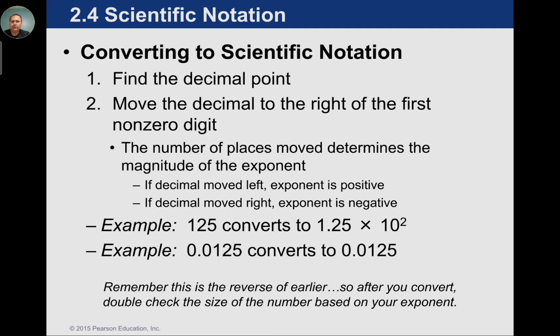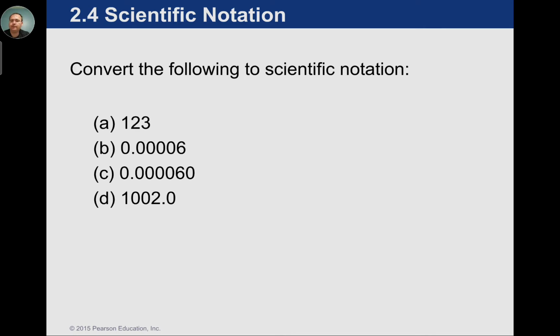As we look at scientific notation, just realize that if we're going to put a number into scientific notation, we're going to be going the opposite. So you can imagine that we were moving to the left to make numbers small, we were moving to the right to make numbers big. Now that's going to be in reverse.